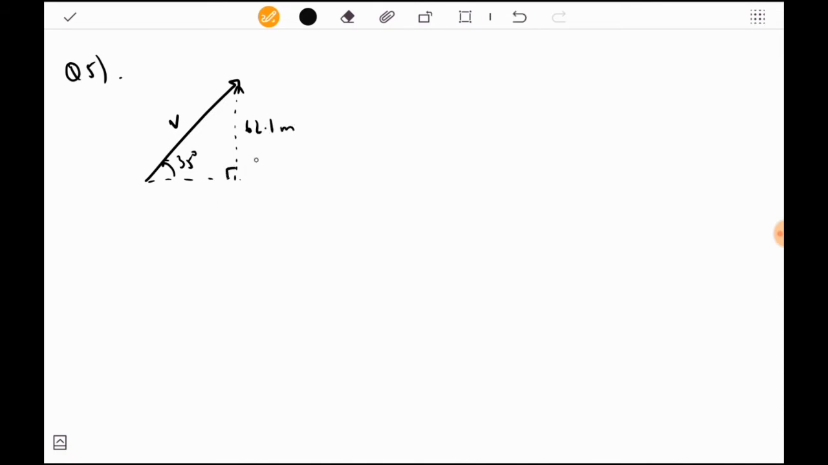Looking at this, we have a right angle triangle, we know one side and we have the angle, so we can just use trigonometry. We know this is our angle, this is the adjacent, and this is the opposite and this is the hypotenuse. So sine of 35 is equal to 62.1 over V. This means that V is equal to 62.1 divided by sine 35, which is equal to, to three significant figures, 108 meters.